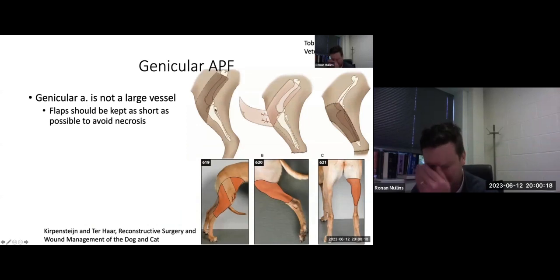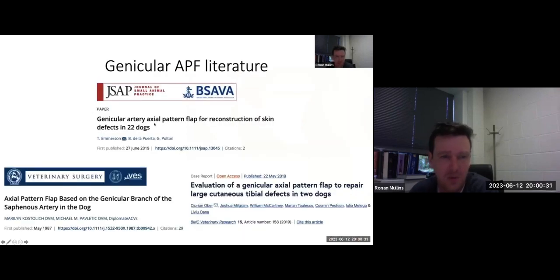It's important, as I said, that you don't create this flap too long, because you end up with flap necrosis, because the genicular artery is not a very large vessel. So that's just an important point.